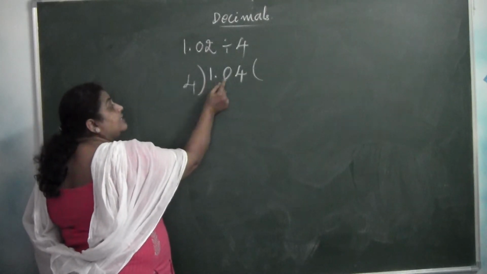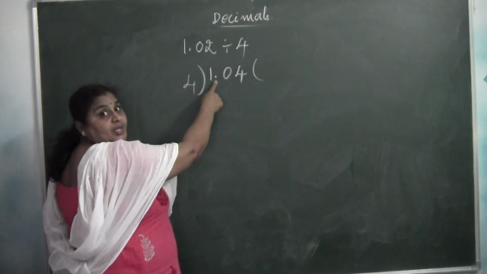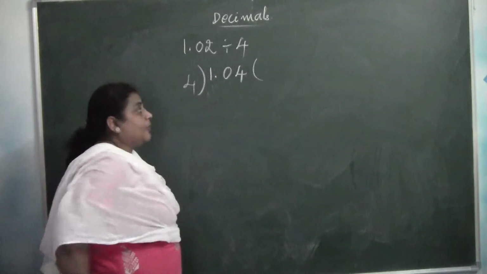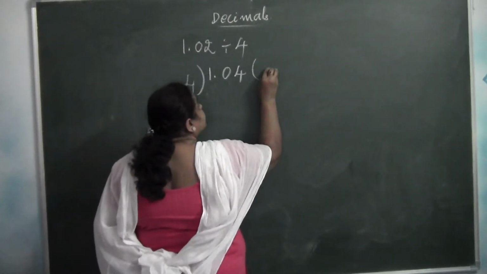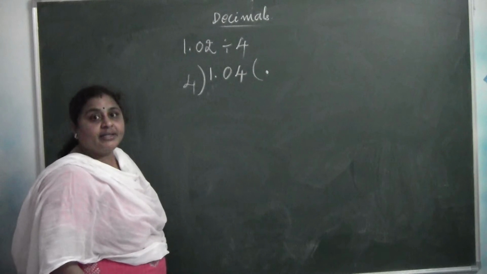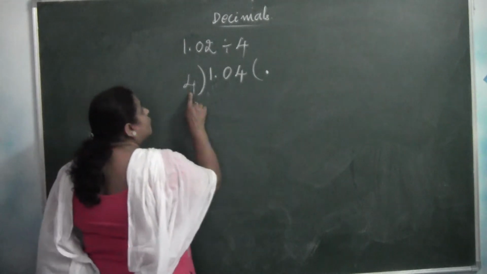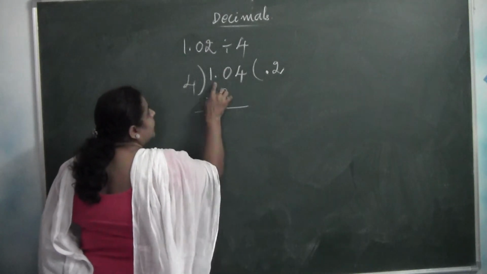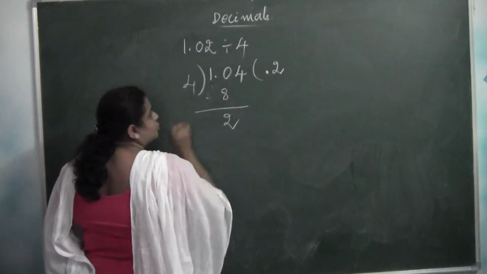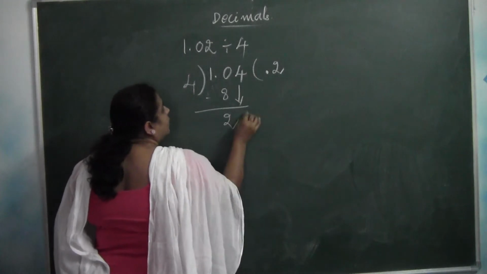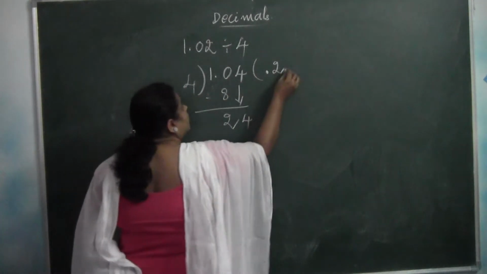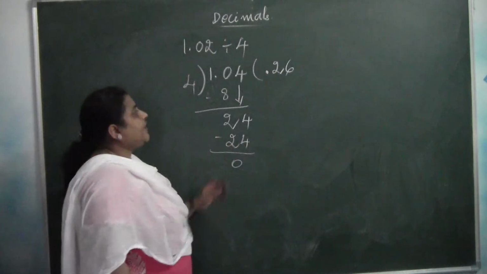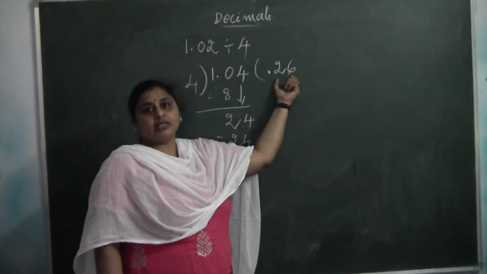But before taking 0, we have a point over here. Before dividing itself, we are coming across with the decimal point. So what are we doing? First, I place a decimal point in the quotient. Now, 4 2s are 8. 10 minus 8, 2, and drop down 4. 4 6s are 24. That is 0.